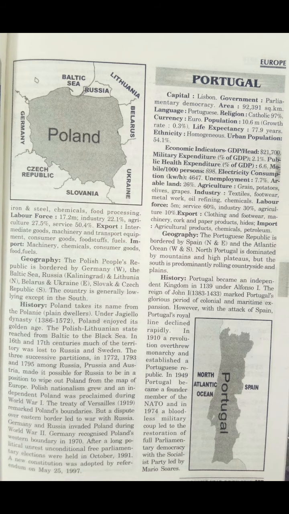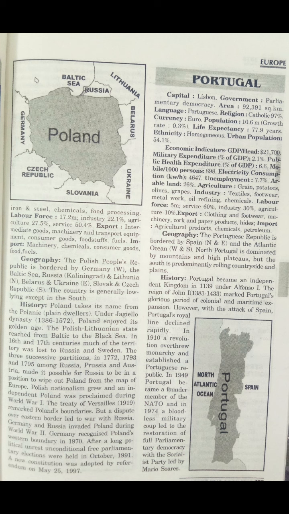History. Poland takes its name from the plain dwellers. Under the Jagiello dynasty, 1386 to 1572, Poland enjoyed its golden age. The Polish-Lithuanian state reached from the Baltic to the Black Sea. In the 16th and 17th centuries, much of the territory was lost to Russia and Sweden. The three successive partitions in 1772, 1793 and 1795 among Russia, Prussia and Austria made it possible for Russia to be in a position to wipe Poland off the map of Europe.